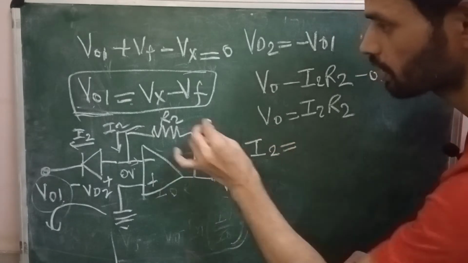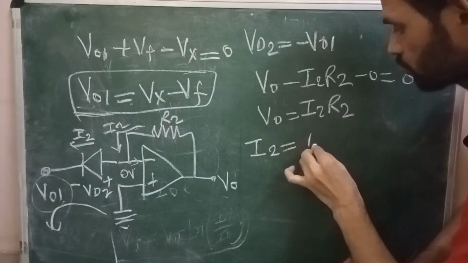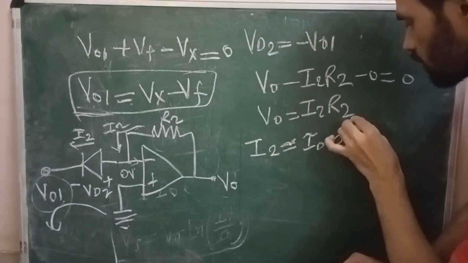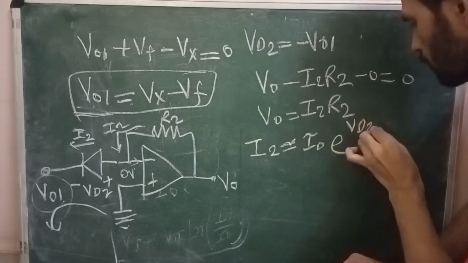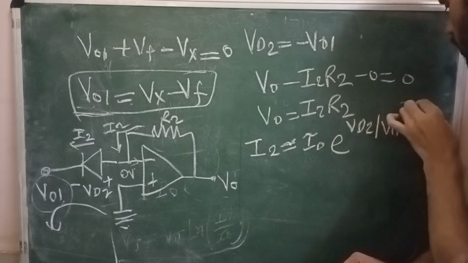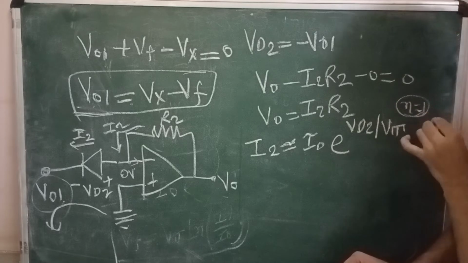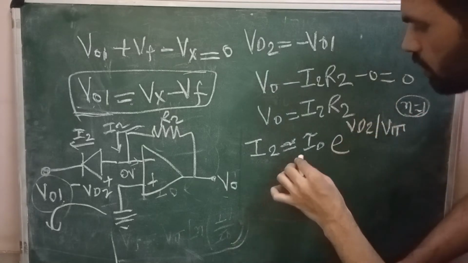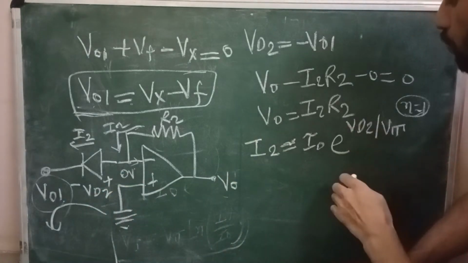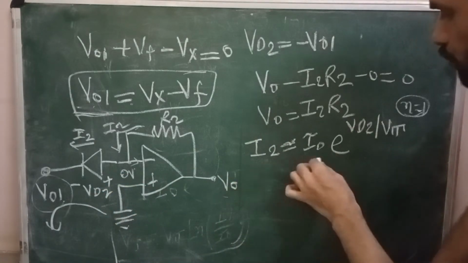I2 is nothing but the current flowing through the diode, so this is almost equal to I0 into e to the power Vd2 by Vt. Let us assume that eta is equal to 1, and let us assume germanium. We just want to find the relation between input voltage and output voltage. So this is I2.